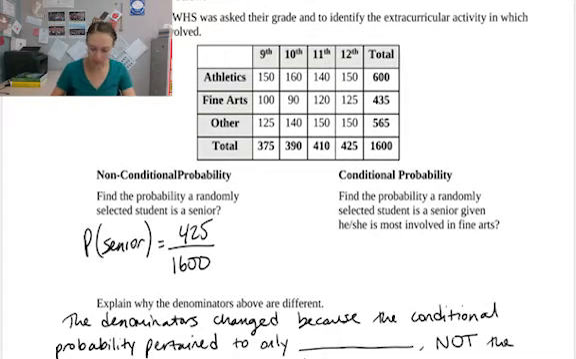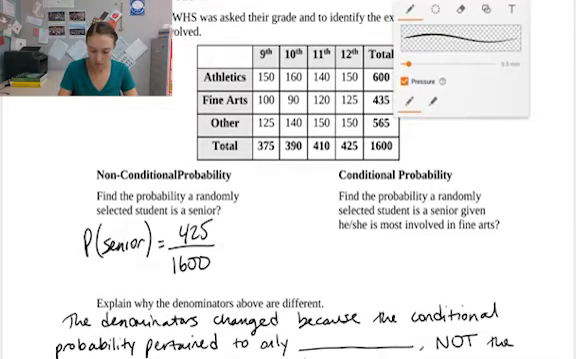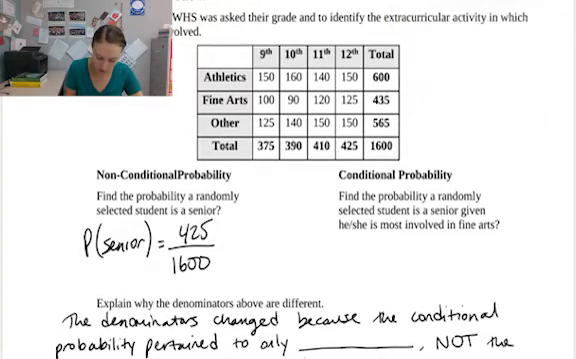Now, a conditional probability would be something like, find the probability a randomly selected student is a senior given that he or she is most involved in fine arts. So that word given, and sometimes they use the word given and it's nice and obvious. Sometimes they don't, and we have to be really careful when we read.